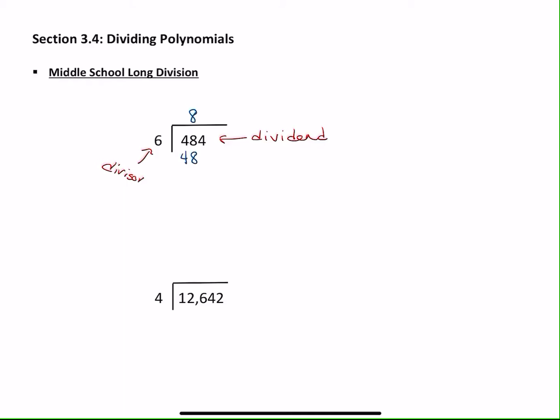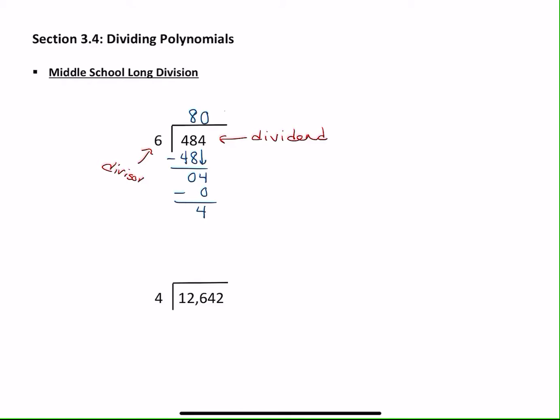Write that underneath, and you're going to subtract. So 48 minus 48 is 0. And then you bring down the next digit. So I'm bringing down the 4. How many times does 6 go into 4? Well, it doesn't go into 4, so you put a 0. 6 times 0 is 0. And when you subtract again, you get a remainder of 4.